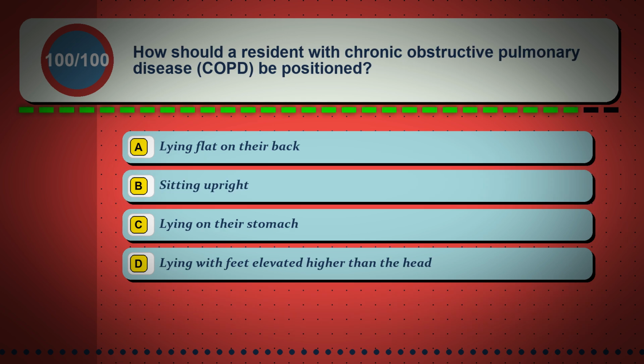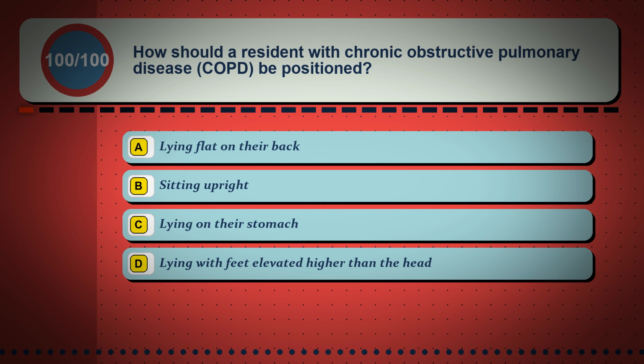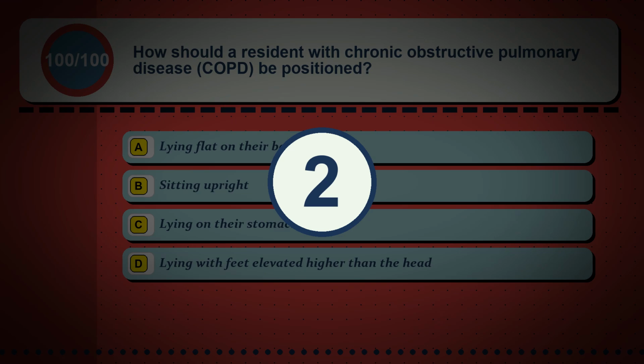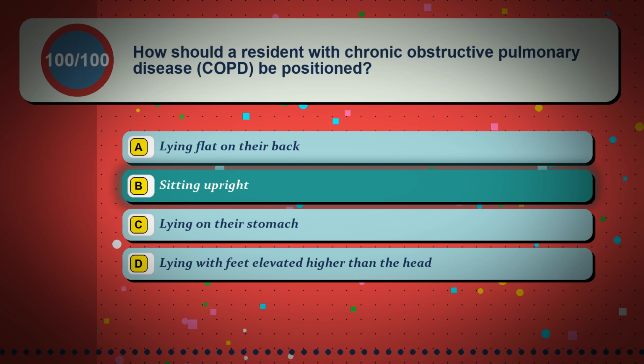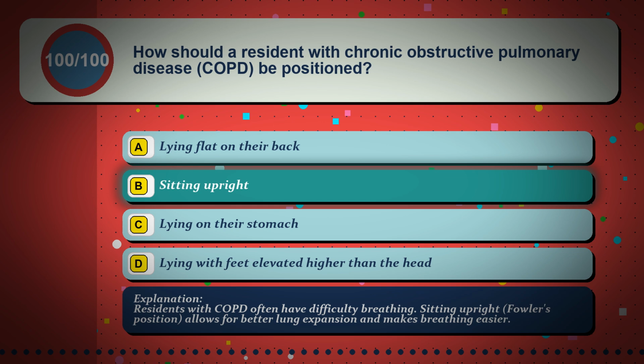Question 100. How should a resident with chronic obstructive pulmonary disease, COPD, be positioned? Option A, lying flat on their back. Option B, sitting upright. Option C, lying on their stomach. Option D, lying with feet elevated higher than the head. The correct answer is option B, sitting upright. Residents with COPD often have difficulty breathing. Sitting upright, Fowler's position, allows for better lung expansion and makes breathing easier.